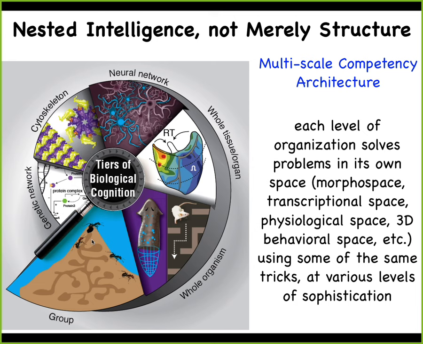And so now we see that evolution is using this amazing thing called a multi-scale competency architecture. Every level of organization in our bodies and beyond, to groups and collectives, has its own ability to solve problems in different spaces. They all have various competencies to navigate their spaces in an adaptive way. Intelligence does not merely show up at the level of brains and whole organisms. It is baked in all the way to the bottom through molecular networks.